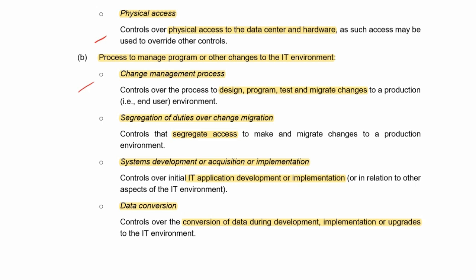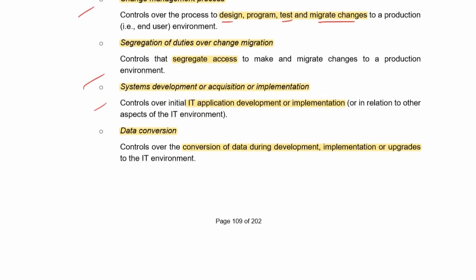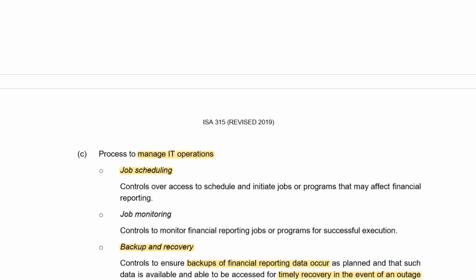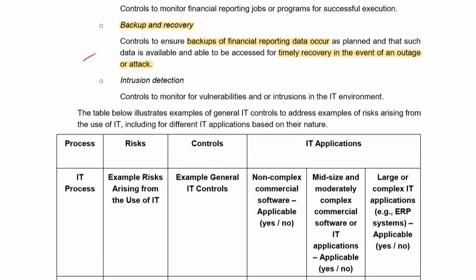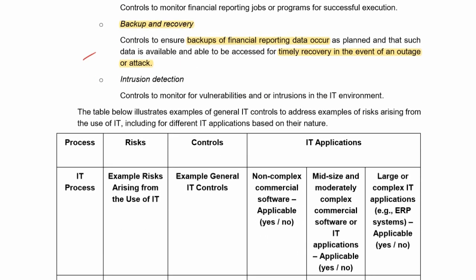You need to have general controls over that to make sure that they design it properly, they test it properly, they migrate or convert the changes to the new process. Okay, there must be segregation of duties over that. They need to have the correct IT personnel. Data conversion must be done correctly. And then managing IT operations, backup and recovery. So again, those general controls highlighted here.